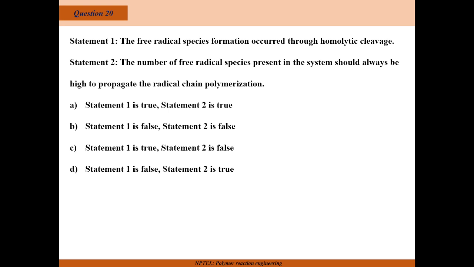The first one I believe is correct, because homolytic scission generally gives free radicals. The second one, the number of free radical species should always be high to propagate, because once we initiate the chain, the chain itself will have the free radical at the end to propagate. So the second one is a false statement. As I said, homolytic cleavages are the basis for free radical formation, so that is very much true. Hence, the first one is true and the second statement is false.